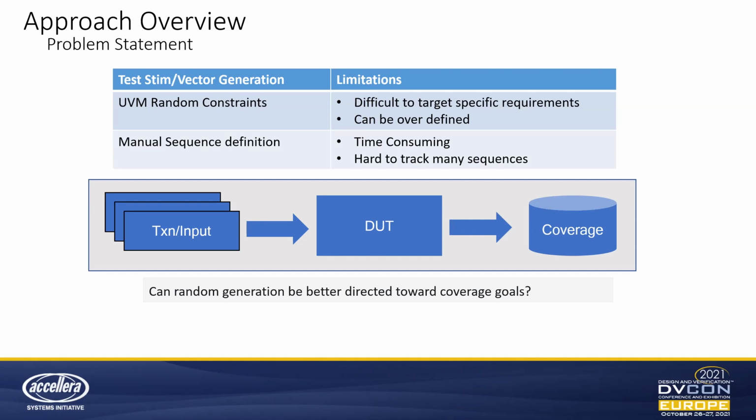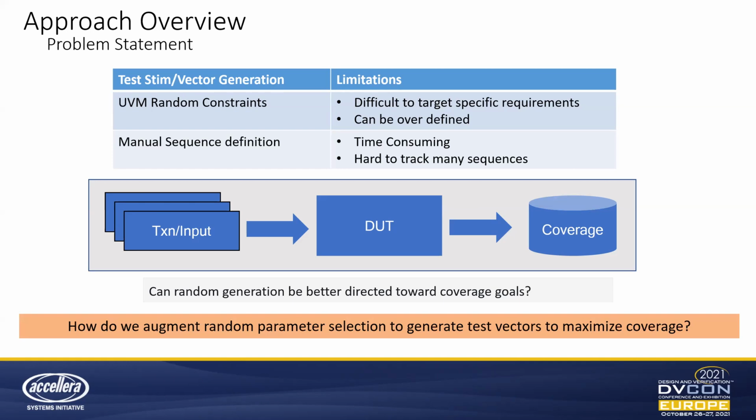To address coverage holes, two broad approaches can be taken. One is the random approach, using UVM constrained random stimulus generation. However, this can be difficult to hit specific requirements reliably, requiring multiple reseeding, and the results can be overdefined, negating the purpose of random testing in the first place. The second is the directed approach, or manual sequence definition, requiring the writing of specific test cases and sequences. However, this approach can be time-consuming and difficult to manage, as it can result in redundant test cases and quite a bloated test list.